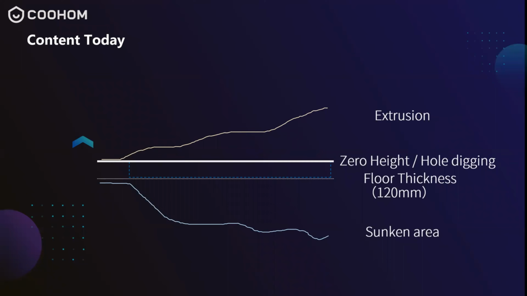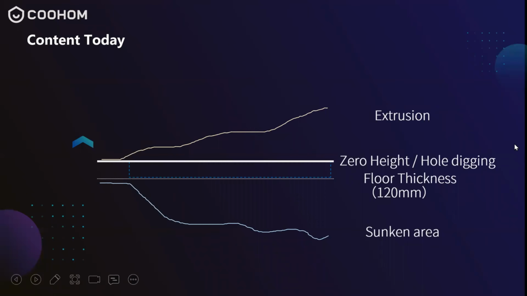What is the extrusion? Okay, zero height. Normally we can put some sofa, some other decorations. Okay, that's easy. But also we need to tackle the sunken area. Sometimes the swimming pool, sometimes maybe some stage, and even sometimes you need to go downward, for example, the parking area under the building. That's also what we call the sunken area. So this is the content today.